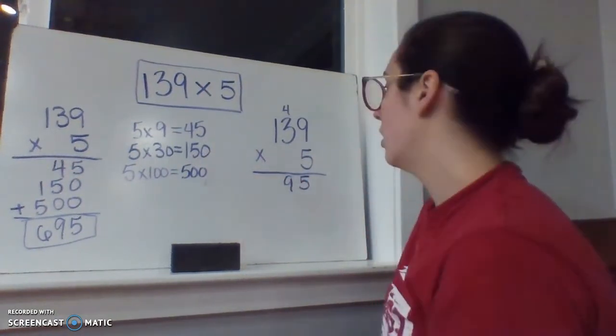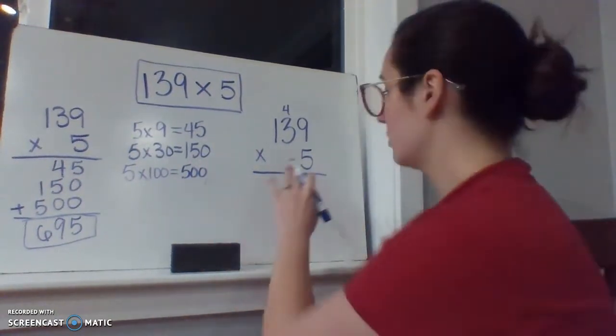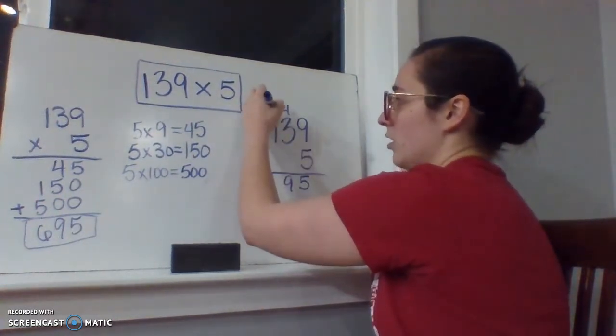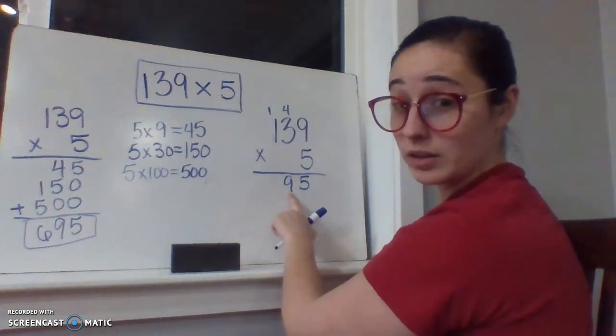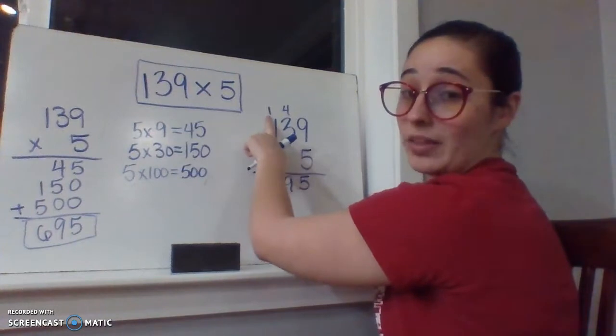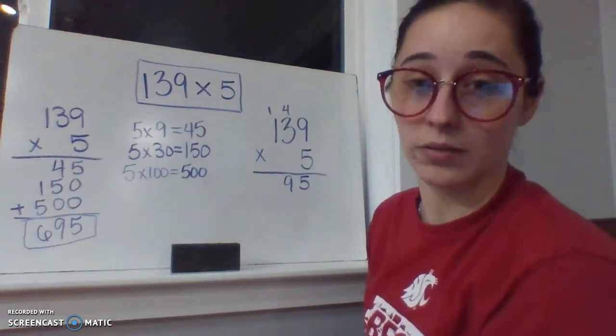Okay? Now, again, when we did 3 times 5, we got 15. I have to carry that 1 over because I left that 5 in the tens place, and I added it with that 4 to get 9. I can't forget about that 1 that was in the tens place of the 15.